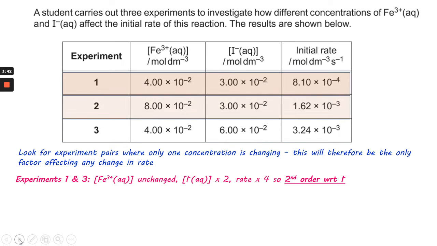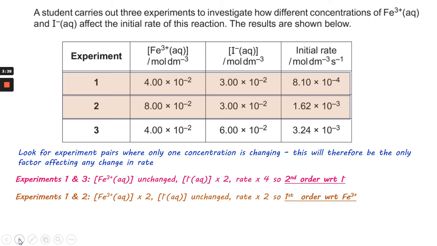Looking again at experiments 1 and 2, this time it's the I minus concentration that stays the same, but the Fe3+ concentration doubles, and the rate doubles. So therefore it's first order with respect to Fe3+. So we now know that the concentration term for Fe3+ is raised to the power of 1, first order, and the concentration term for I minus is raised to the power of 2, second order.